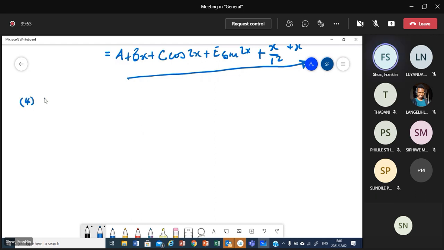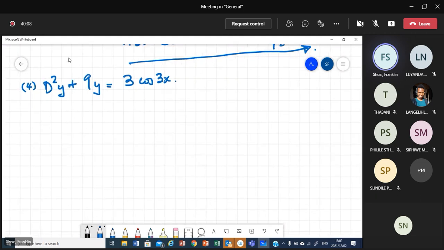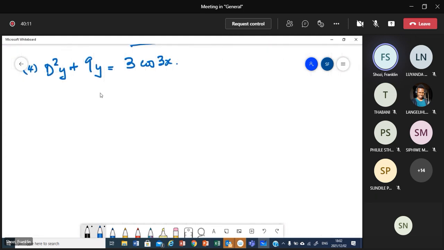Example number 4. D squared y plus 9y is equal to 3 cos 3x. Again, we form our auxiliary equation. Our AE is the M equation, the auxiliary equation. It is M squared plus 9 is equal to 0. That is our auxiliary equation.